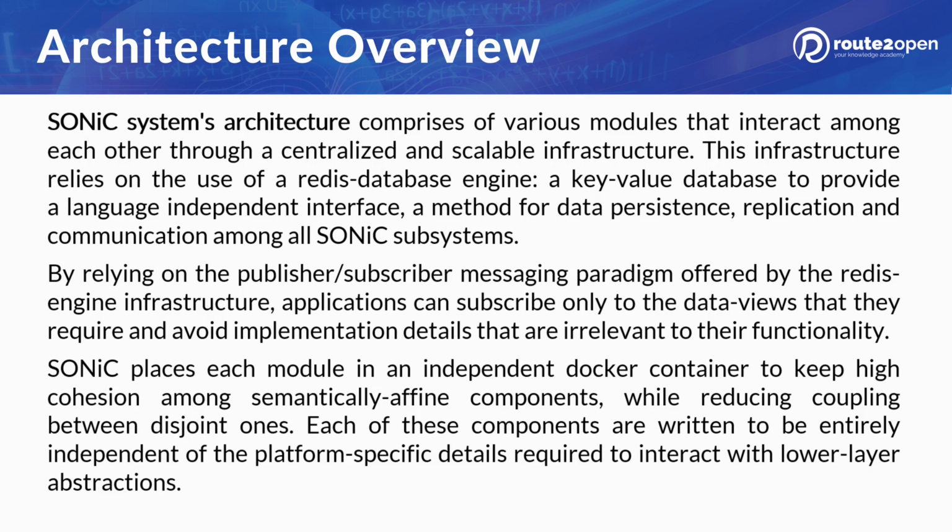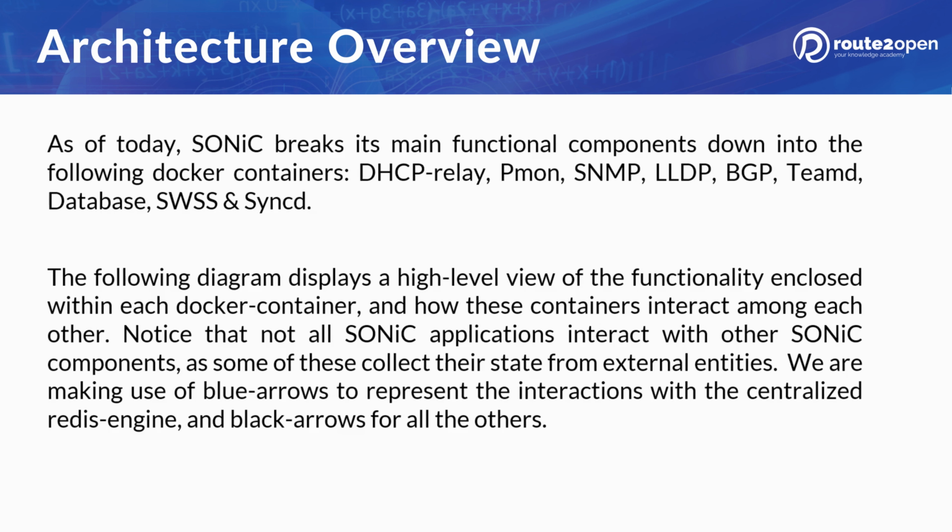SONiC places each module in an independent Docker container to keep high cohesion among semantically affine components, while reducing coupling between disjoint ones. Each of these components is written to be entirely independent of the platform-specific details required to interact with lower-layer abstractions. As of today, SONiC breaks its main functional components down into the following Docker containers: DHCP Relay, Pmon, SNMP, LLDP, BGP, TeamD, Database, SWSS, and SyncD.